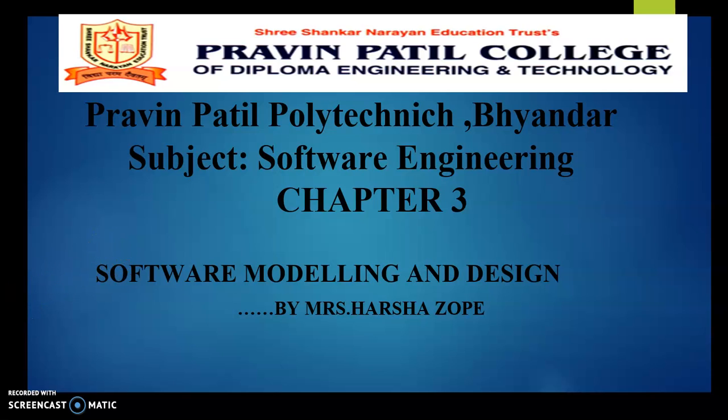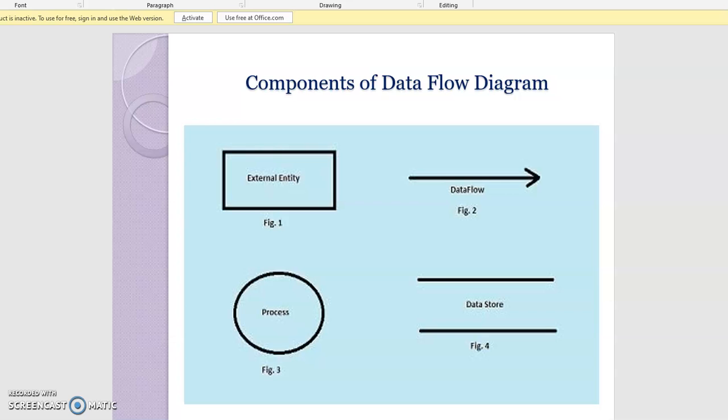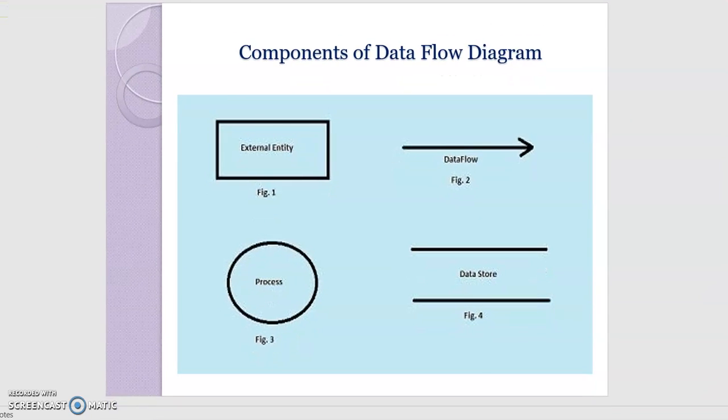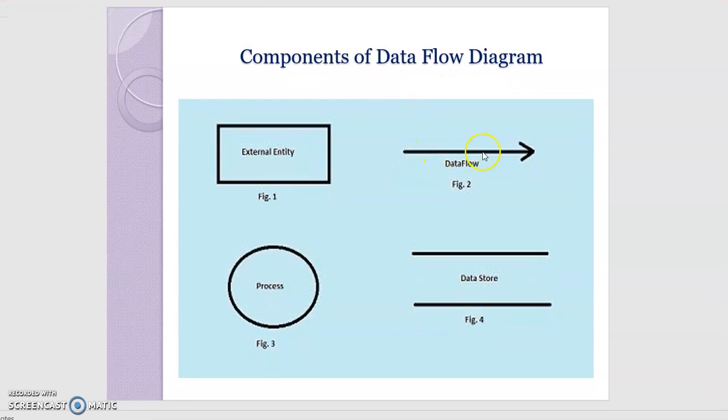Today we are going to study the next part of our chapter 3. In the last lecture, we started the data flow diagram. Then we will see which are the components of a data flow diagram. The components of a data flow diagram are external entity, data flow, data store and process.